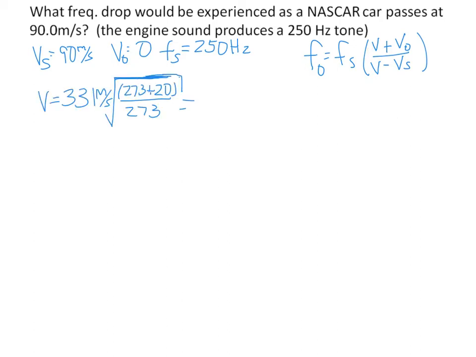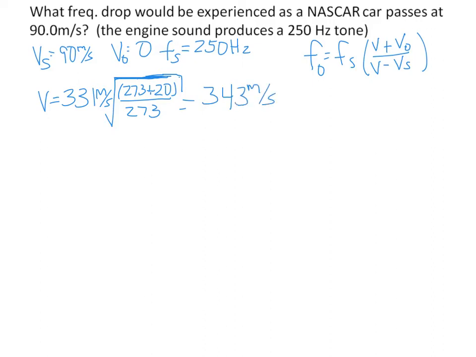All right, I've written down the equation for finding the speed of sound at any air temperature, and I put in 20 degrees because it wasn't given. So I have 273 plus 20 on top, 273 on bottom, and when I punch this in the calculator, it rounds off to 343 meters per second. So now I have my V.